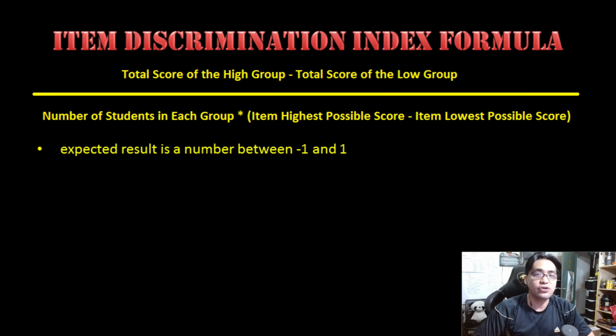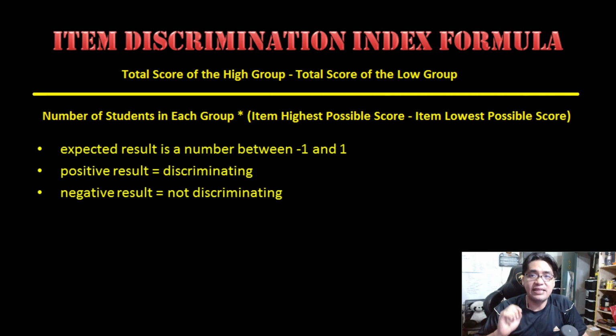And this calculation is to be done for each and every item on the test. Based on our discussion a while ago, an item is considered to be discriminating if the students in the high group are able to perform better than the students in the low group. Please look at the numerator of the formula, the part that says total score of the students in the high group minus the total score of the students in the low group. That part of the formula dictates the sign of the item discrimination index.